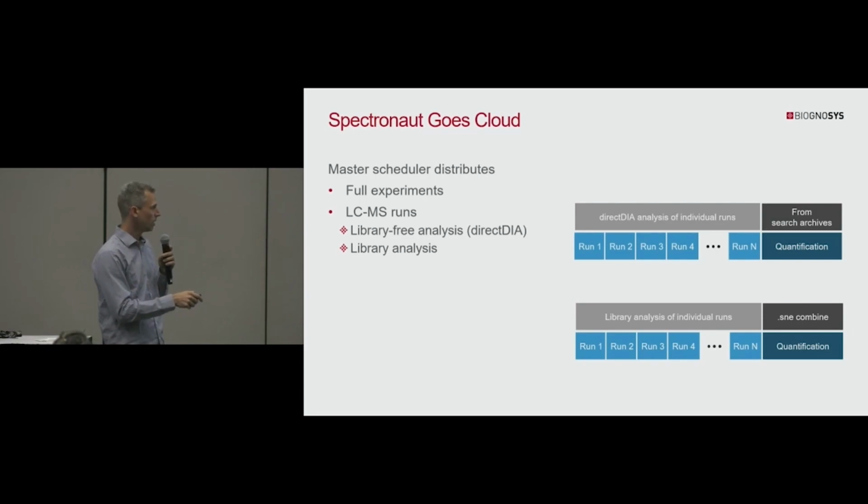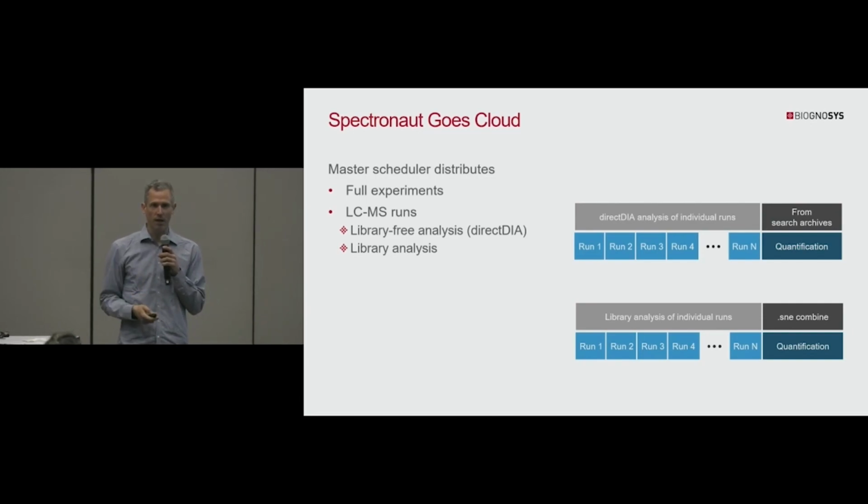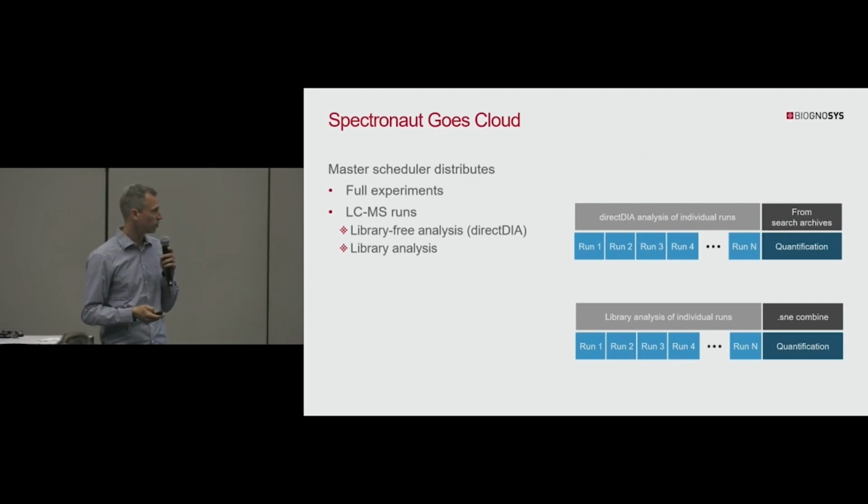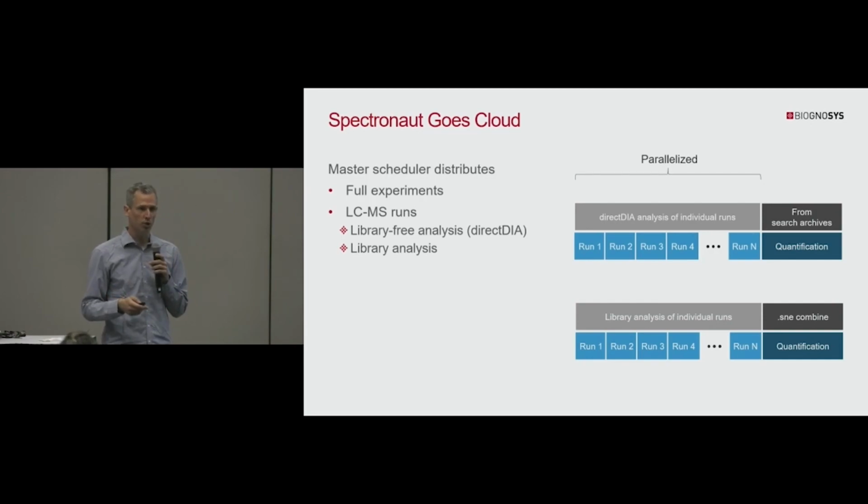So if you run your experiment run individually with direct DIA, then you can just combine your archives to a library and make the full analysis afterwards, as you can see here. Or if you are doing library analysis, you can use all the SNE files and use a workflow in Spectronaut that is called SNE Combine to make the final analysis of your experiment. So Spectronaut is already coming with quite a lot of tools that support that. And of course, this part here is the parallelized part, so you can really scale it up to your needs.